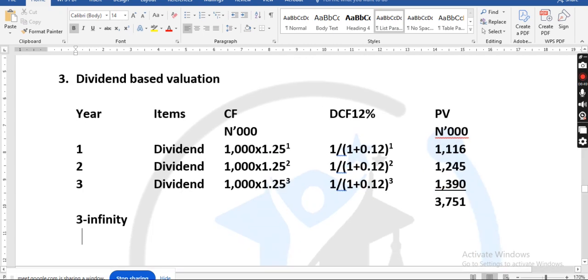And don't forget, how do we normally calculate the infinity? Don't forget the way we did it under the free cash flow. Is that not so? Don't forget the way we calculate it under free cash flow. So there are two methods I actually stated there under the free cash flow, whichever way you want to use, right?